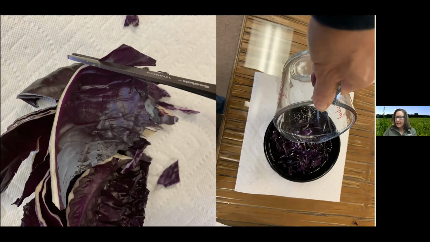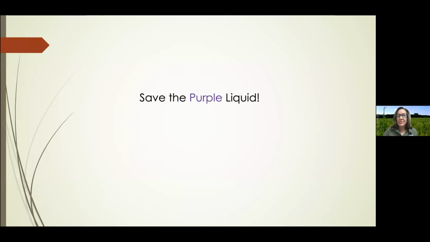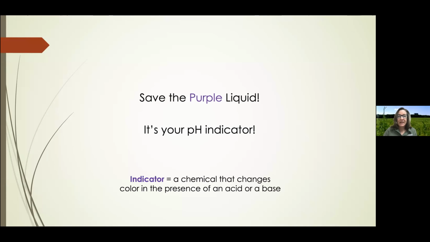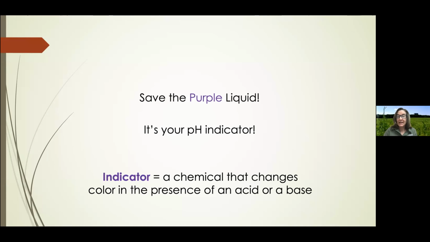Then separate the cabbage from the purple liquid, which is your pH indicator, by either carefully pouring the water into a jar or bowl so that the cabbage stays behind, or you can use a colander or a sieve to do that. You can throw away the cabbage, but be sure to save the purple liquid. That's your pH indicator. And by indicator, we mean a chemical that changes color in the presence of an acid or base.